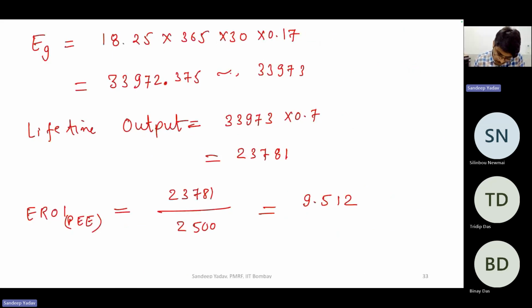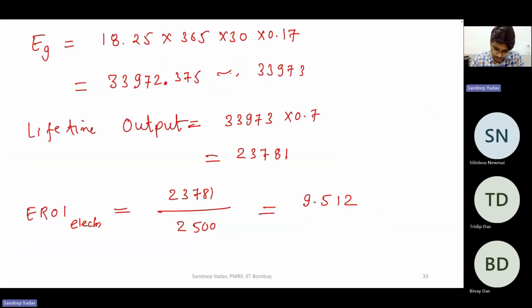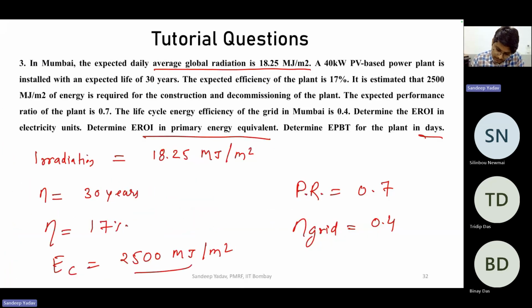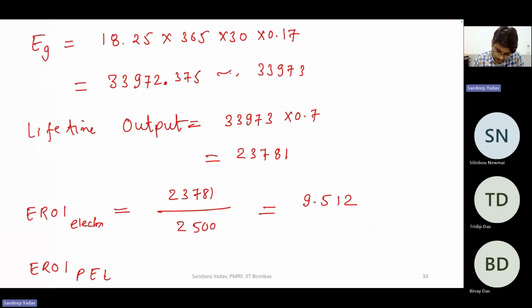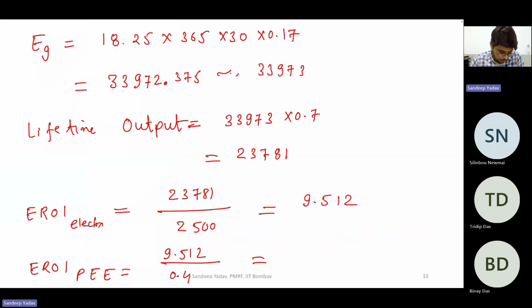There's a mistake. We have just calculated here electricity-wise, that is the amount of energy returned on the electricity basis. If you want to convert EROI to plant electricity, PE basis, that is the primary energy, we have to do 9.512 divided by 0.4, because grid efficiency is 40%. Then it comes out to be around 23.78. So that will be the price.